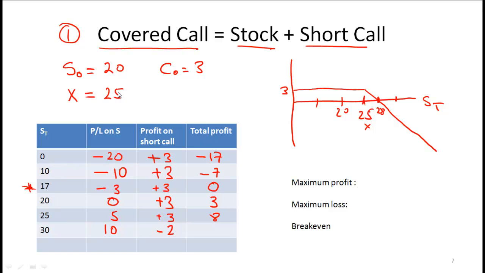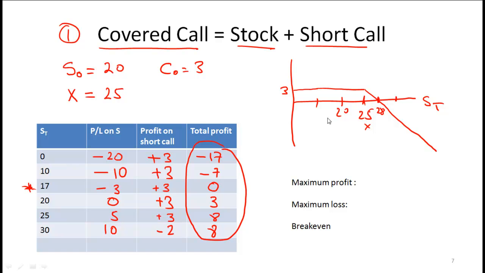So 30 minus 25 is 5, but the profit is 5 minus 3, so actually let me just say that again. If the stock price goes to 30, then as we have seen earlier, our loss on the call option is 2, and the total profit, which is $10 from the stock and the $2 loss from the short call, leaves us at 8. So this represents our total profit on the covered call.